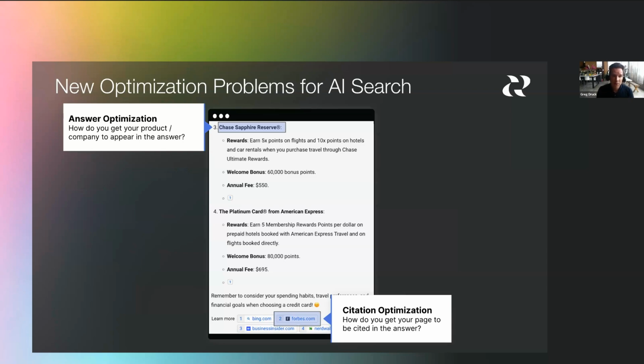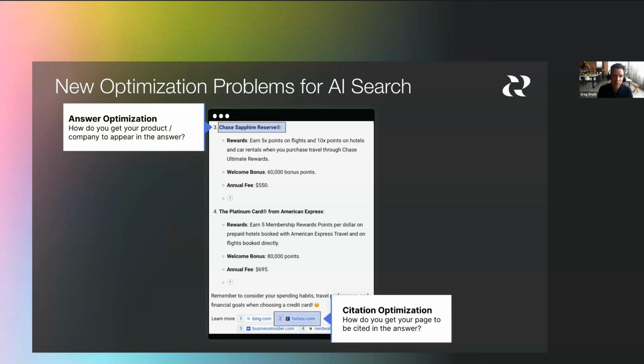In particular, we're going to talk about two new optimization problems for AI search. The first optimization problem we're calling answer optimization. That's how do I get my product or company to appear in an AI answer? For example, I'm Chase and I want to get the Sapphire Reserve credit card in the AI answer for a question like, what is the best credit card?